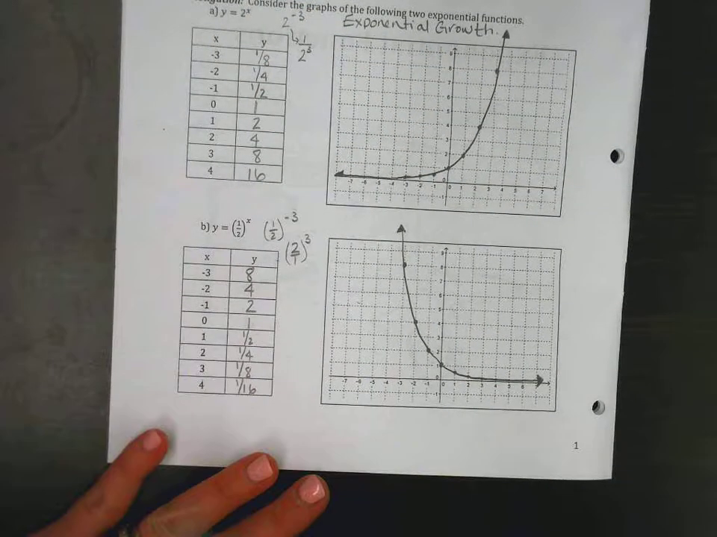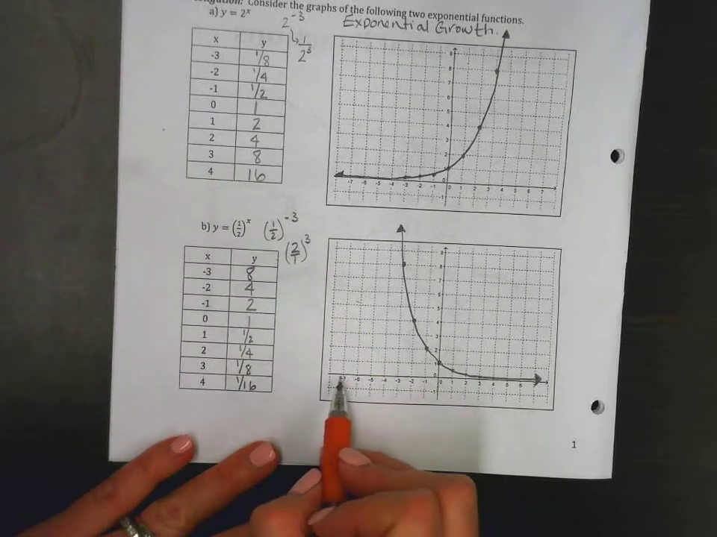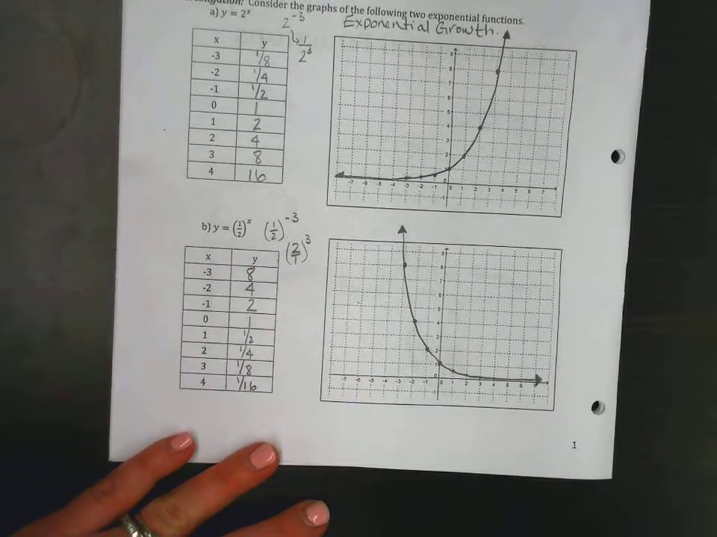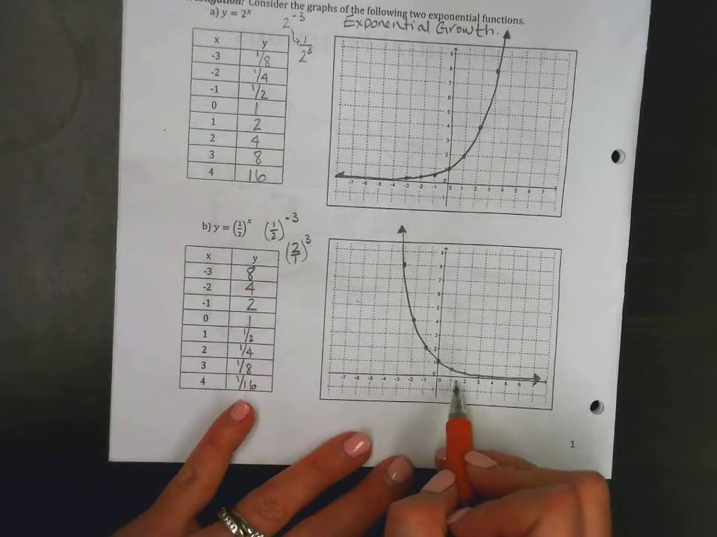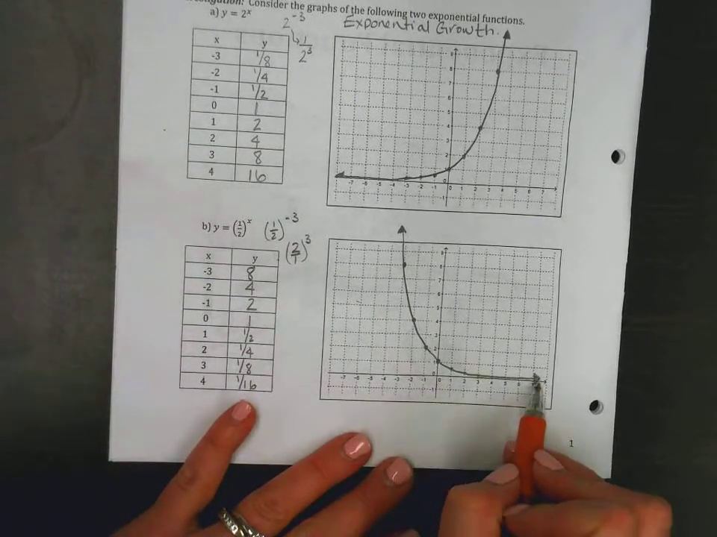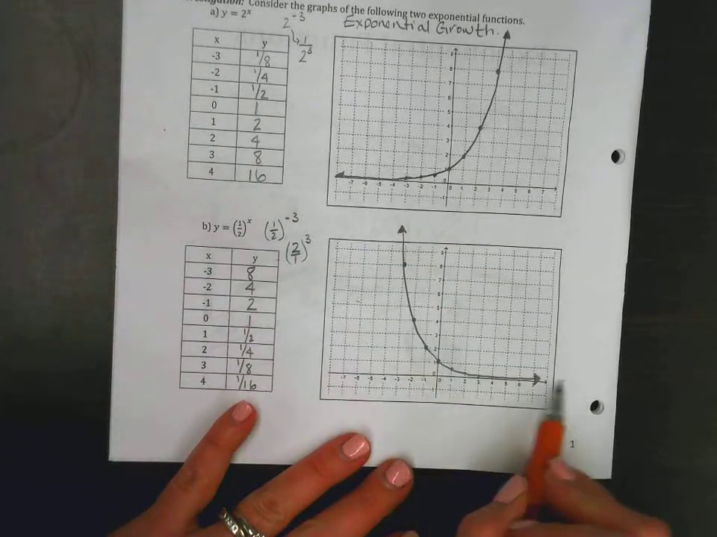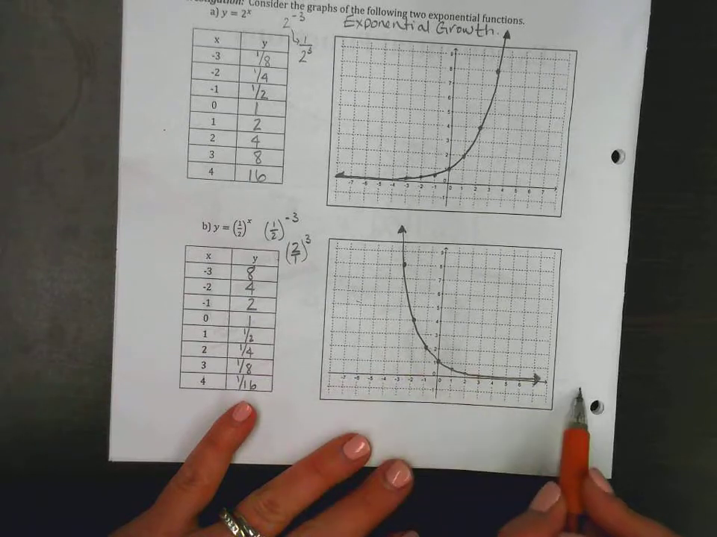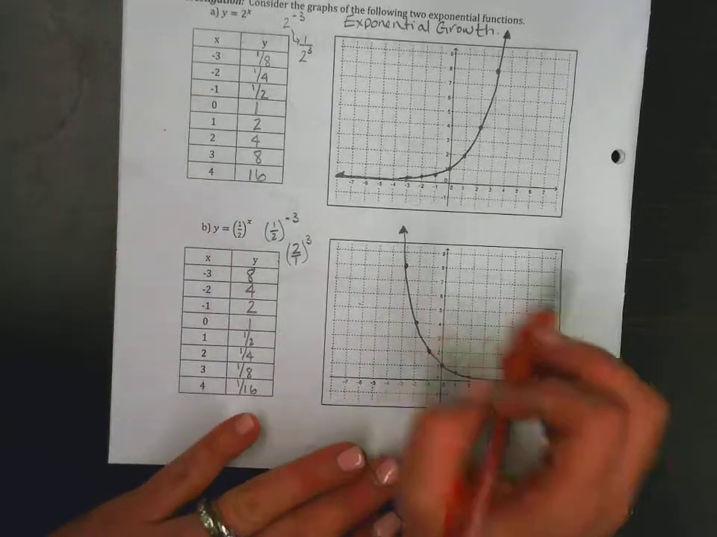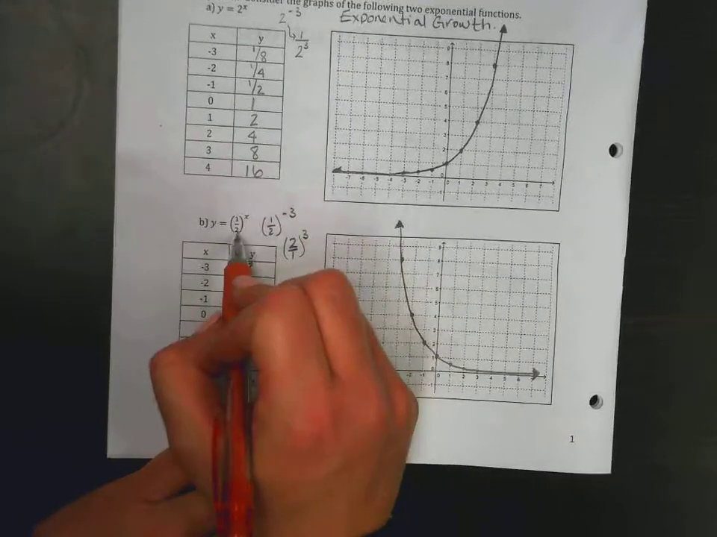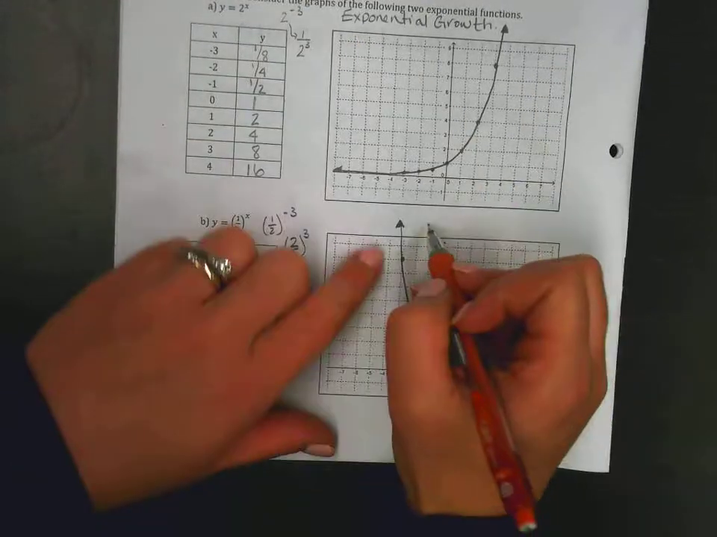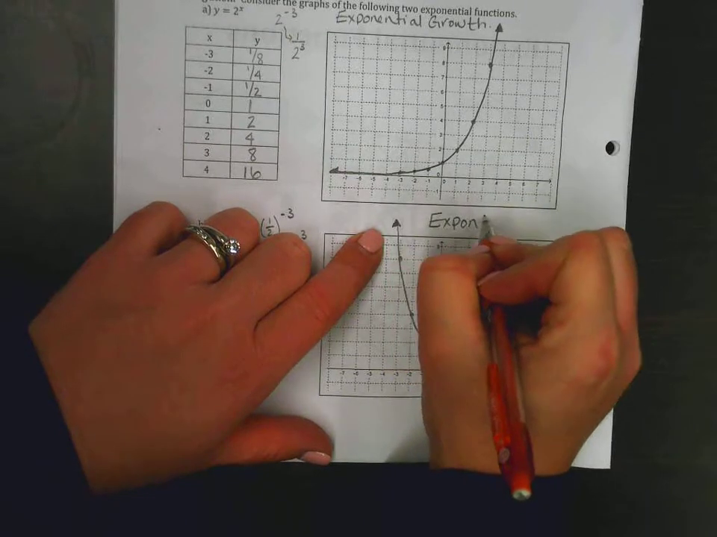Similar graph. Okay, so as our x values are decreasing to negative infinity, our y values are approaching infinity. As our x values are increasing to positive infinity, our y values are going to approach 0. So this x-axis represents a horizontal asymptote. Because when our c value is between 0 and 1, we call this exponential decay.